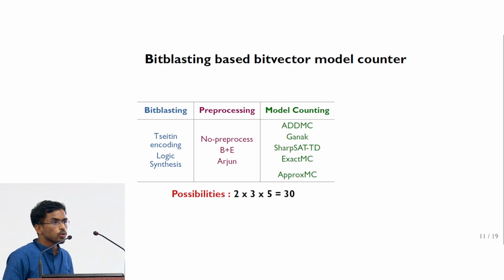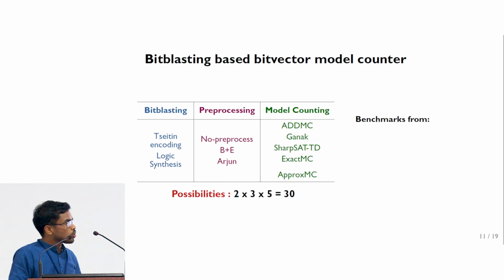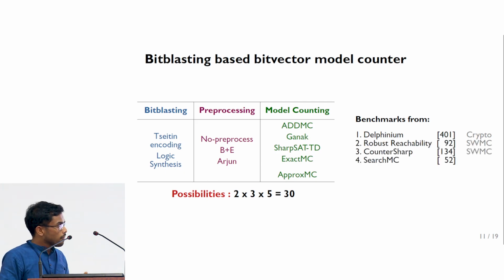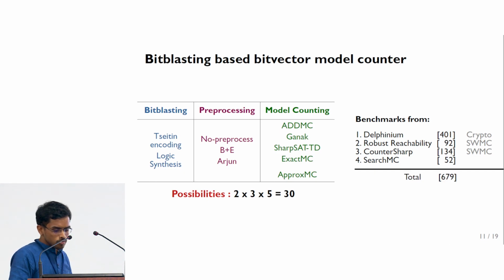To know which one is the best, and also to know the impact of the different components, we did experiments, and for that we curated a benchmark set. We took benchmarks from cryptography, software model checking, and some from older literature. We have a benchmark set of 679 benchmarks. With all those, we did our experiments, and here are the results.